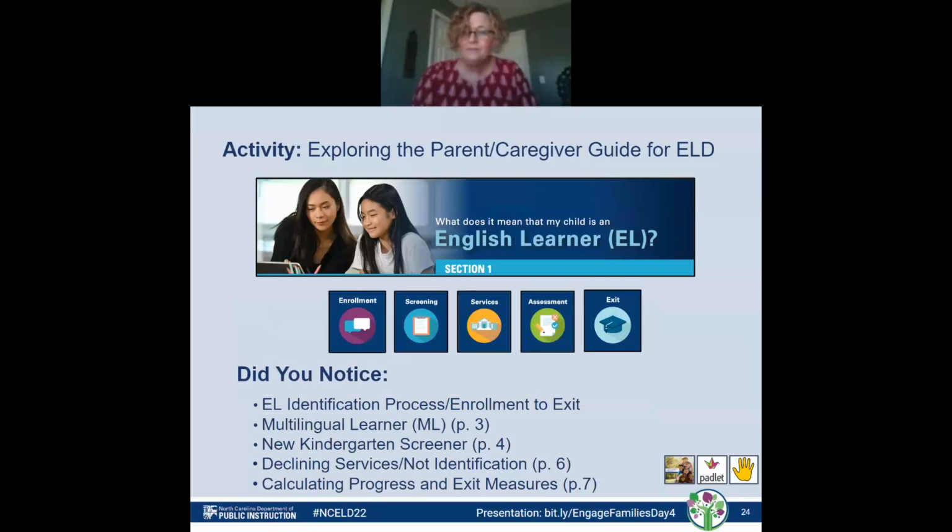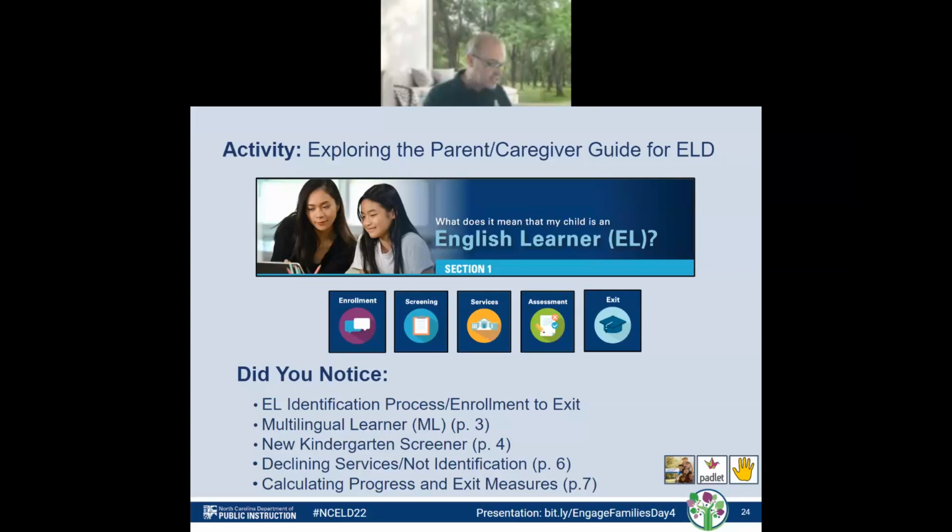Also, we hope you had time to notice that the section covers the EL identification process from enrollment to exit. There is mention of the new term multilingual learner on page 3. A note about the new case screener on the bottom of page 4 even includes the details about declining services and not identification. The guide also describes calculating progress and exit measures.